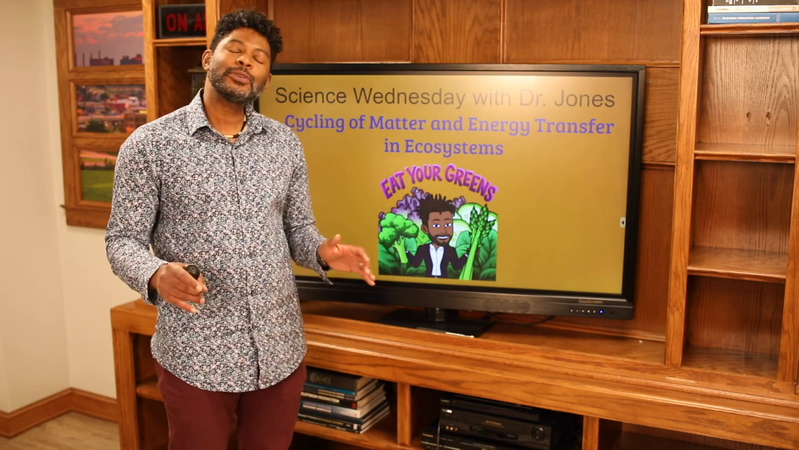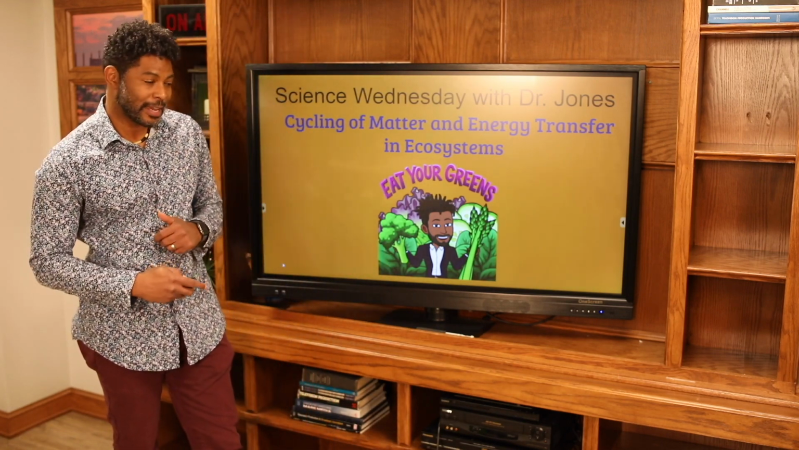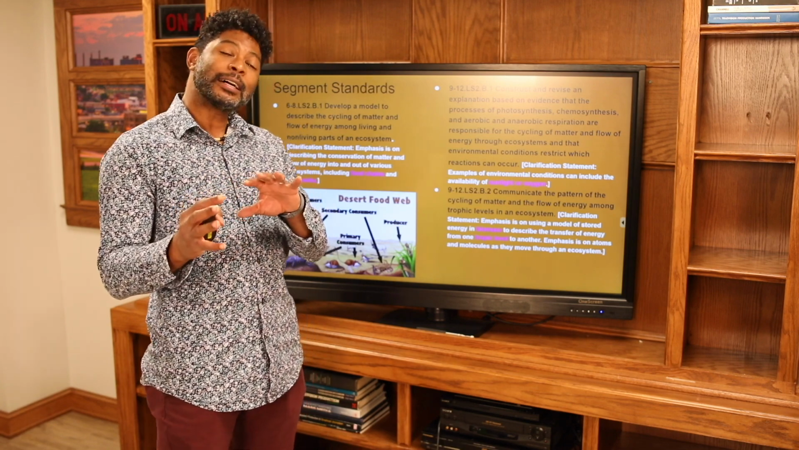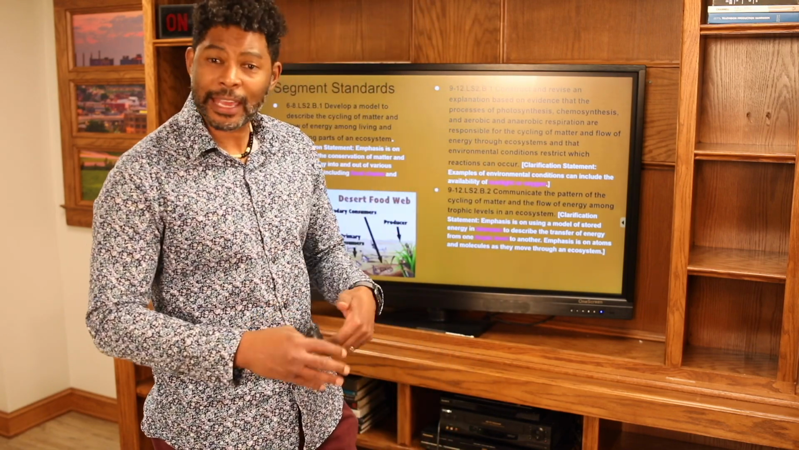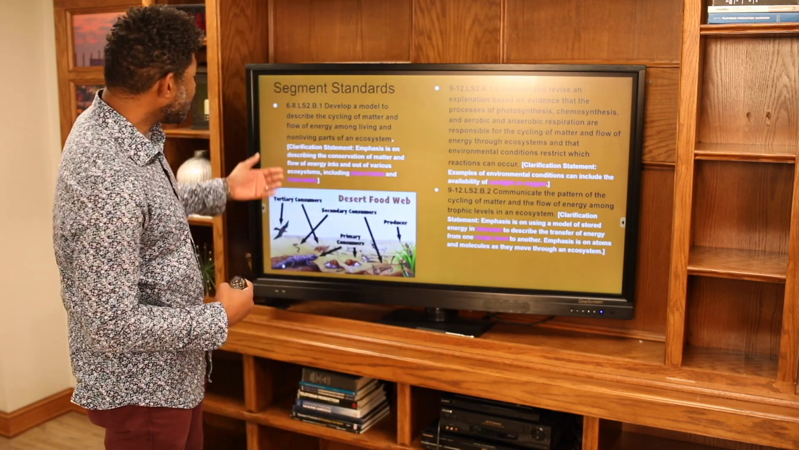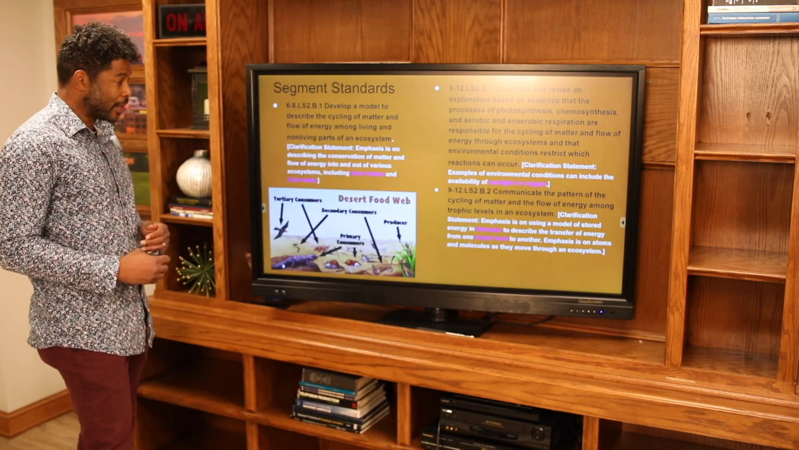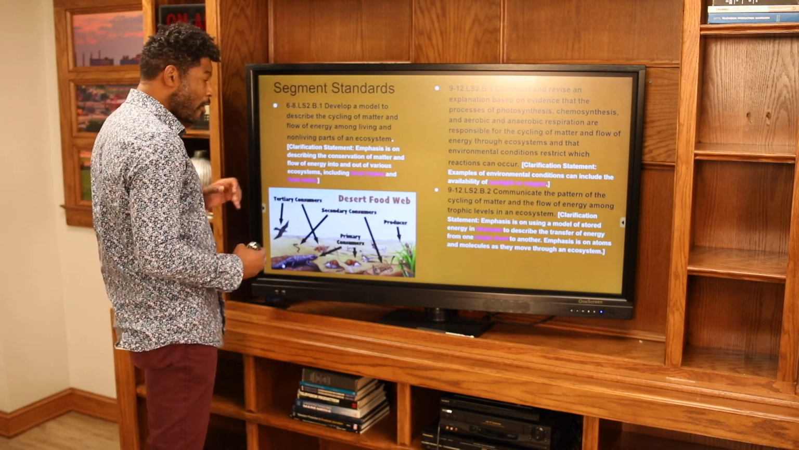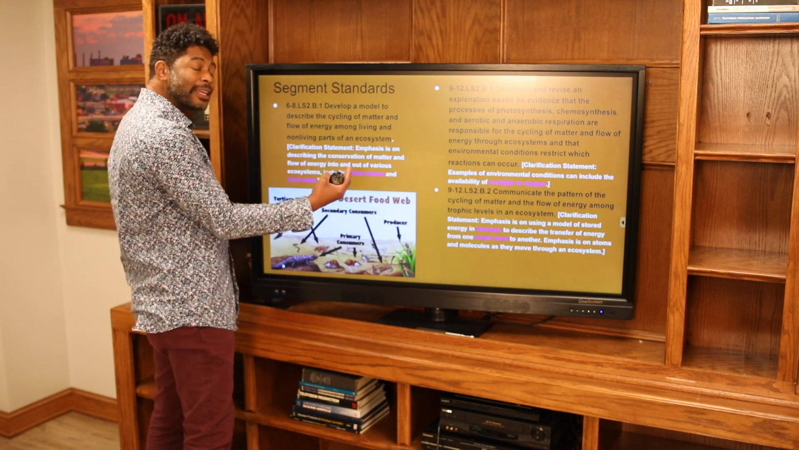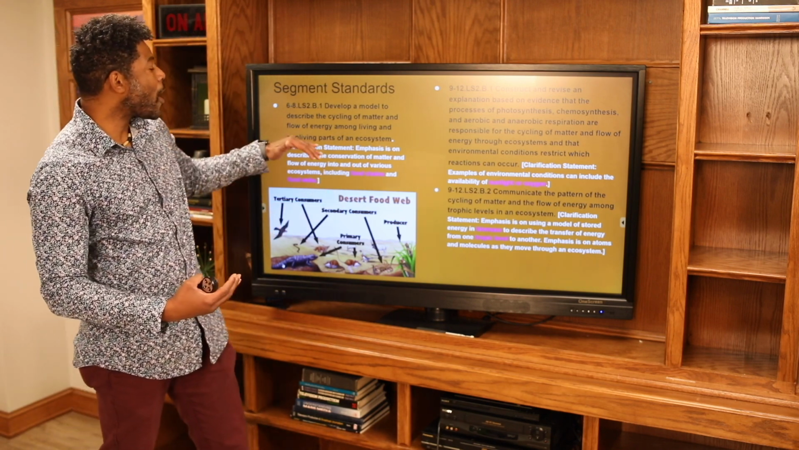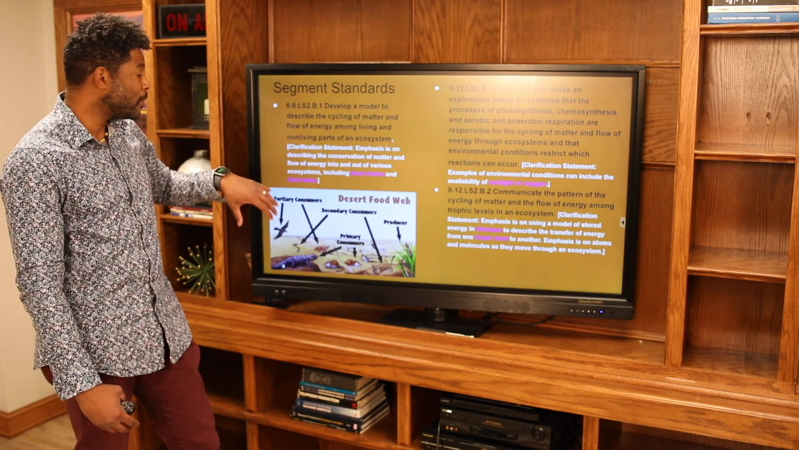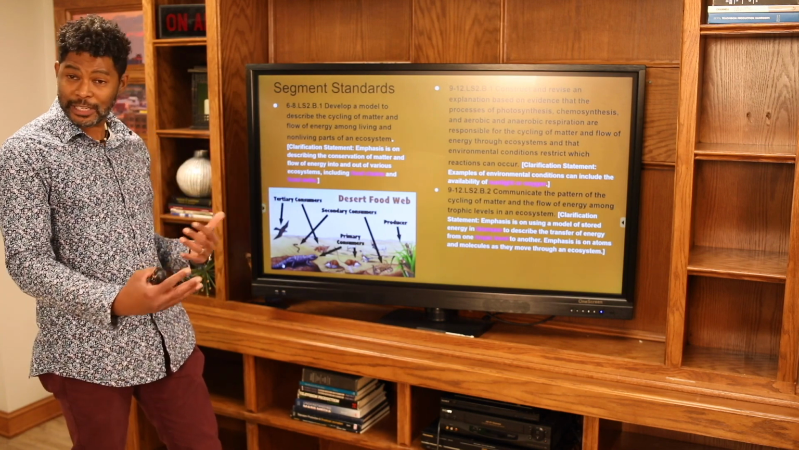Now, as we do each week, we have to start with the standards. This time, unlike before, we're going to pivot away from our discussion of cellular respiration and photosynthesis to the actual organisms that carry on these processes. So, if you're looking at our middle school standard, the thing that I want you to draw your attention to is that we're really looking at food chains and food webs, okay? And we're looking at how matter is cycled through these two different scenarios.